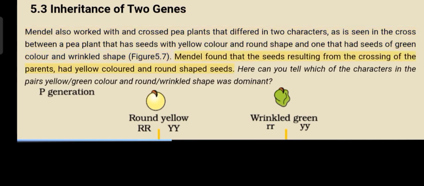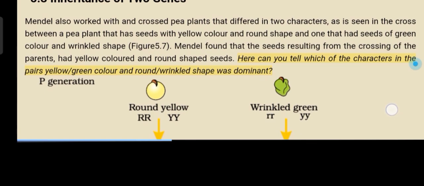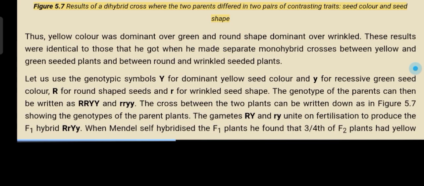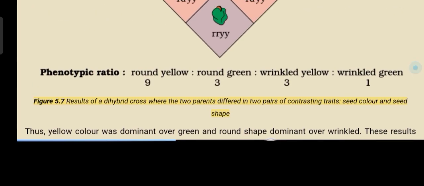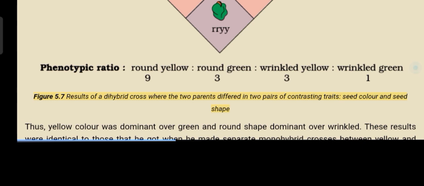Mendel found that the seeds resulting from the crossing of the parents had yellow-colored and round-shaped seeds. Here, can you tell which of the characters in the pair, yellow-green color and round-wrinkled shape, was dominant? Figure 5.7 shows the results of a dihybrid cross where the two parents differed in two pairs of contrasting traits, seed color and seed shape. Thus, yellow color was dominant over green and round shape dominant over wrinkled.